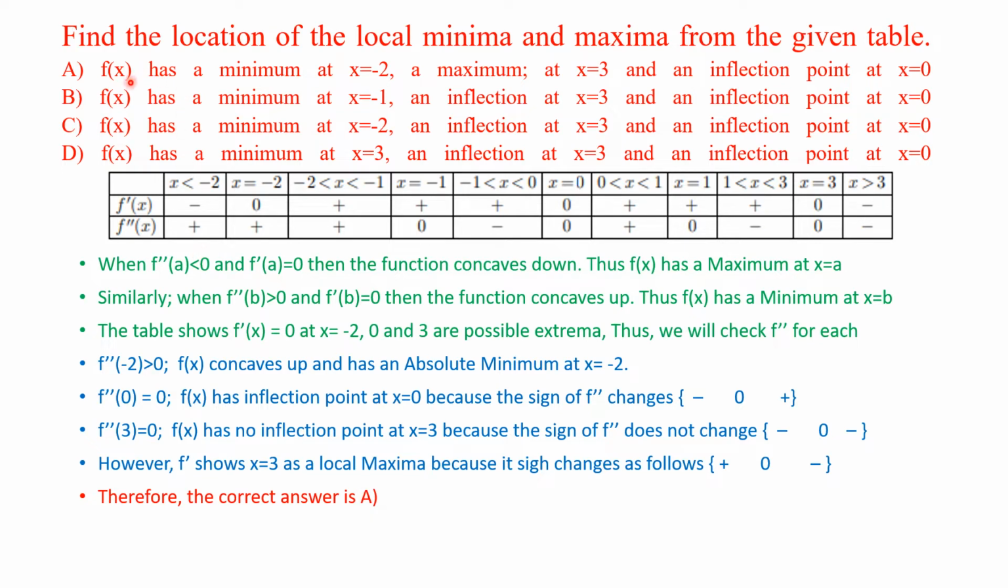So A says that we have a minimum at x equal to -2, a maximum at x equal to 3, and an inflection point at x equal to 0. And that ends this question.